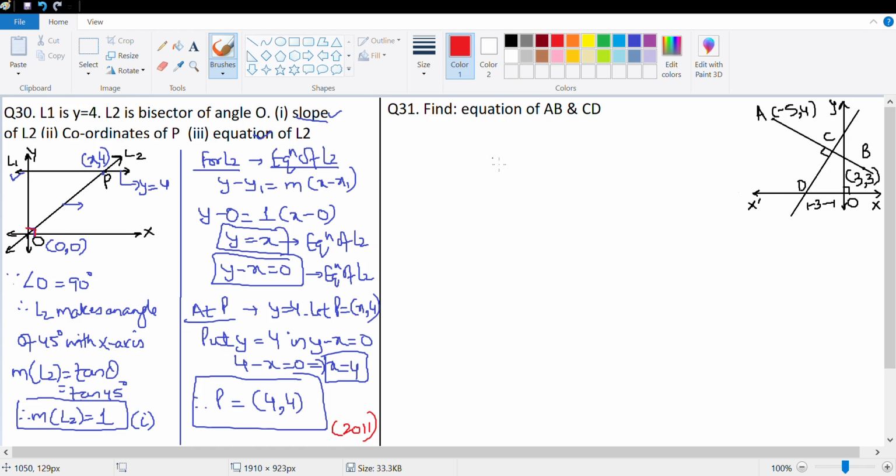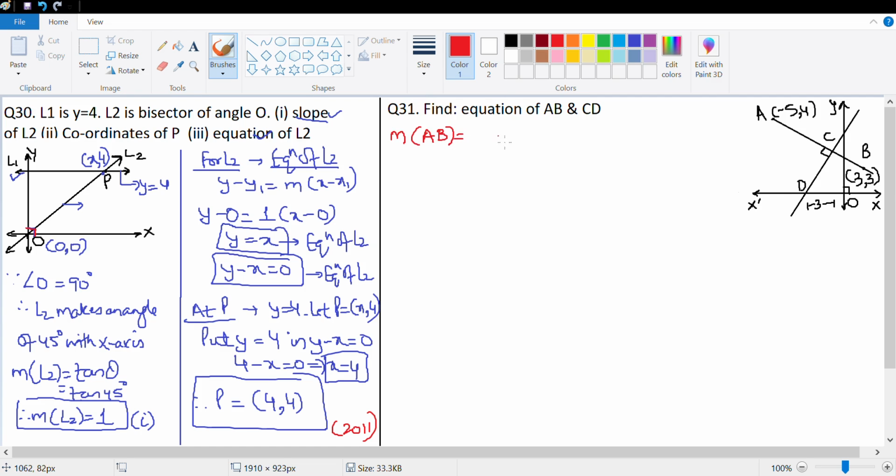It says find equation of AB, equation of CD. A is given as negative 5, 4. B is given as 3, 3. The angle C here is 90 degree and OD is 3 units. Perfect. So let's look at this. Let's first find the slope of AB. It'll help us find the equation of AB.